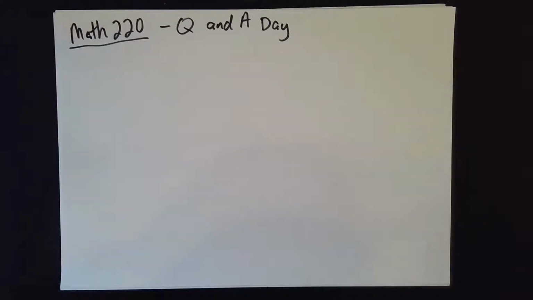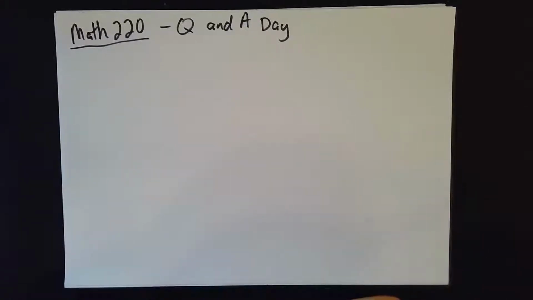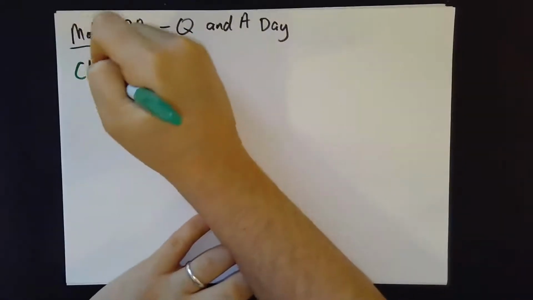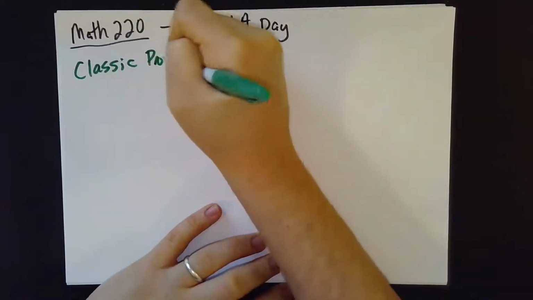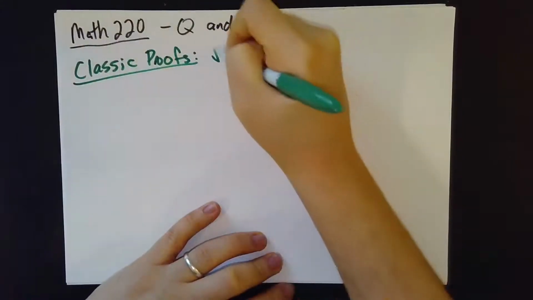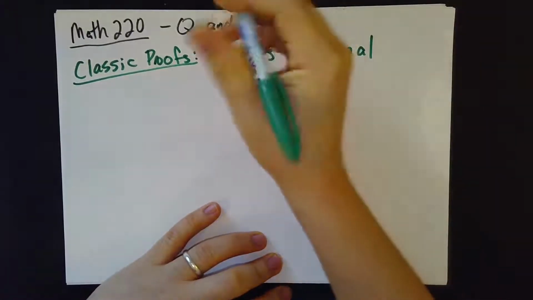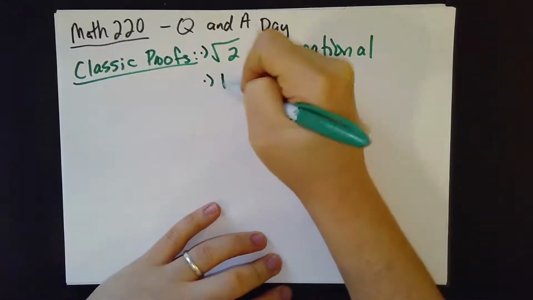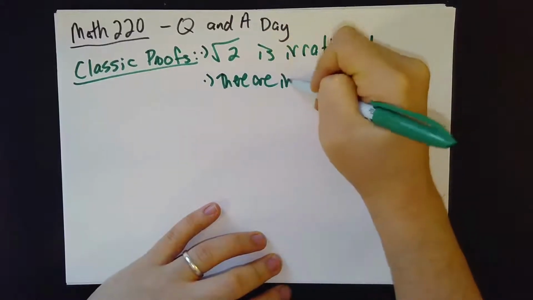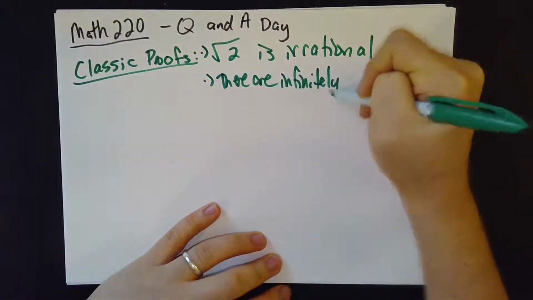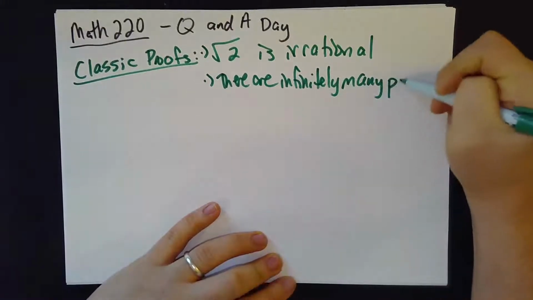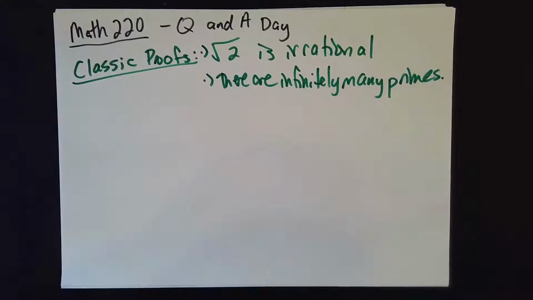Someone asked about the video where I did some classic proofs and also did some weirder examples of proofs. The two that were classic proofs are the fact that square root of 2 is irrational, and there are infinitely many primes. Those were the classic ones. And then the others were examples of stranger proof methods.